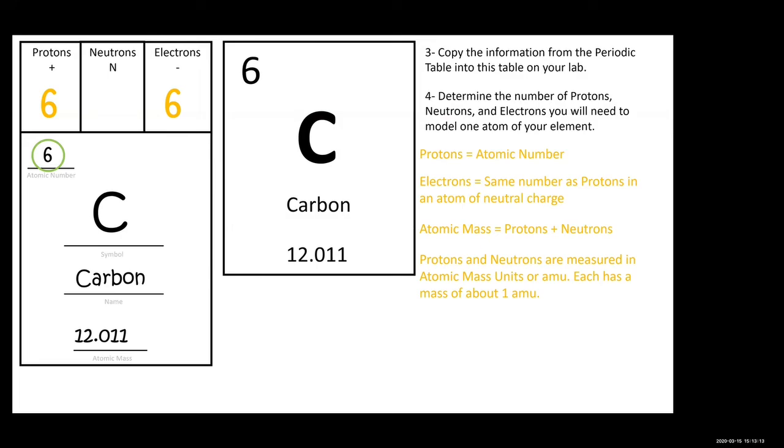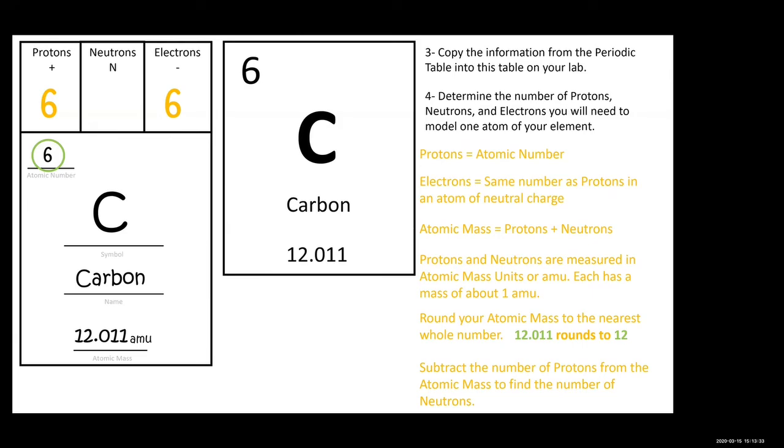Now, your protons and neutrons are measured in atomic mass units, or AMU, okay? And each has a mass of about 1 AMU. So what we do is round your atomic mass to the nearest whole number. So you're going to take 12.011 and round it to 12, all right?